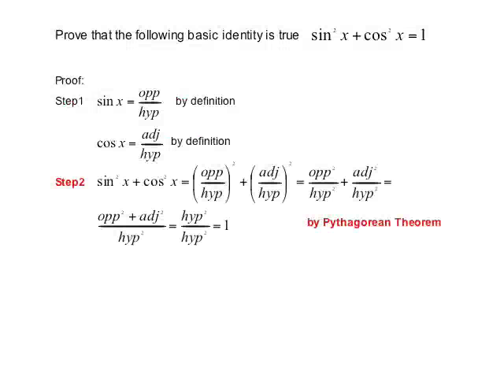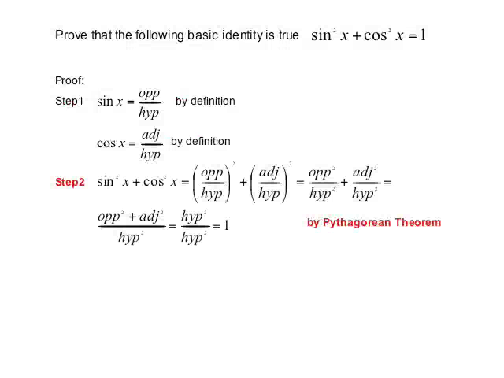And then if we square both of those, we'll have the opposite squared over the hypotenuse squared plus the adjacent squared over the hypotenuse squared. And since they have a common denominator, we can add them together and get the opposite squared plus the adjacent squared, all divided by the hypotenuse squared. But according to the Pythagorean theorem, the opposite squared plus the adjacent squared is equal to the hypotenuse squared. So now we have hypotenuse squared divided by hypotenuse squared, which is equal to 1.